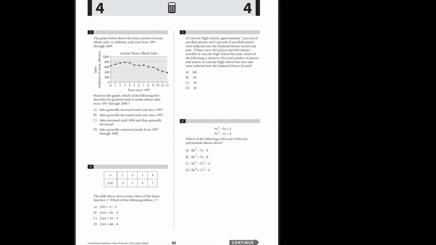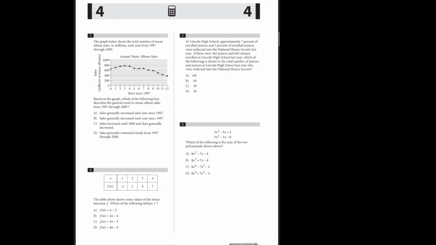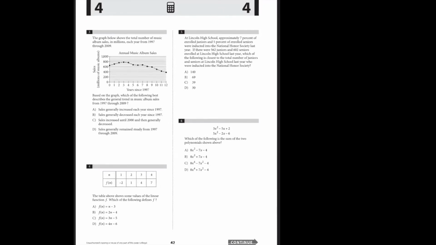So it says, at Lincoln High School, approximately 7% of enrolled juniors and 5% of enrolled seniors were inducted into the National Honor Society last year. If there were 562 juniors and 602 seniors, which of the following is close to the total number of juniors and seniors at Lincoln High School last year who were inducted into the NHS? So this one is not too bad, of course. Another good tip is that all these on this page, at least, are not going to be too hard, because, as I've been saying for the past few sessions, they increase in difficulty as you move through the test.